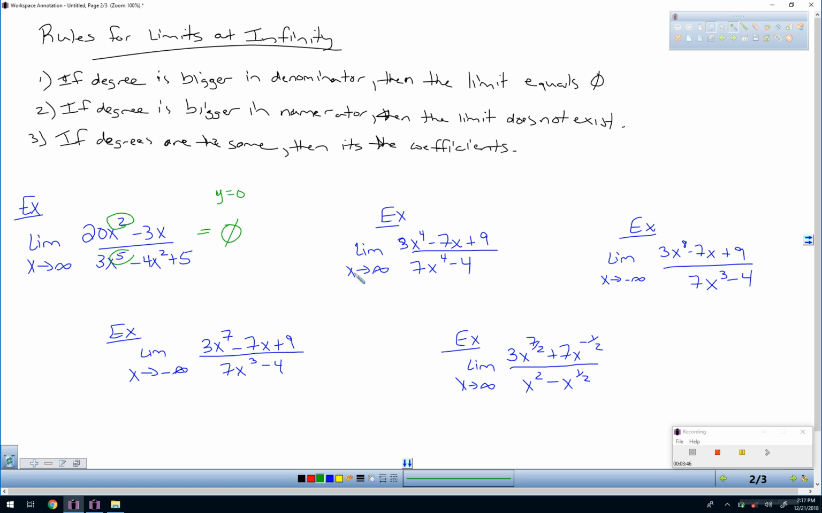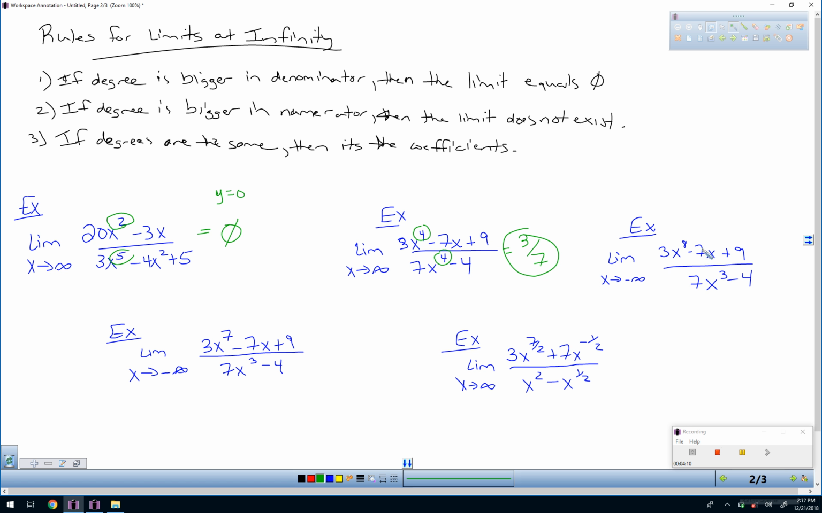For the next one, the limit as x approaches infinity of 3x to the 4th over 7x to the 4th. Notice that the degree in the numerator is 4 on the top, and the denominator is 4 on the bottom. Those degrees are the same, so this limit will equal simply the coefficients, which would just be 3 over 7.